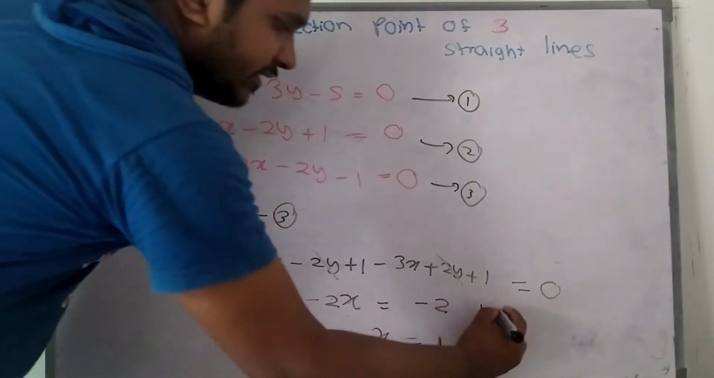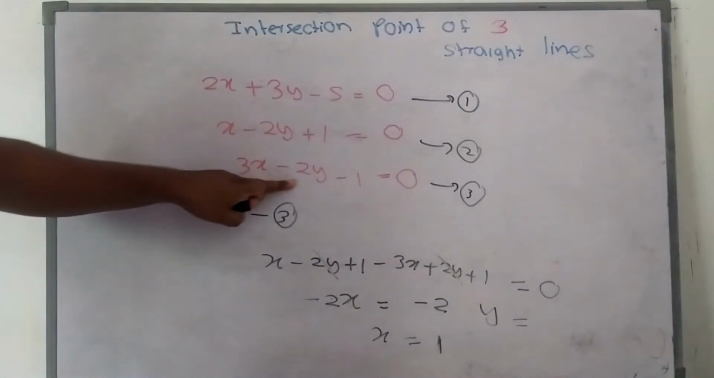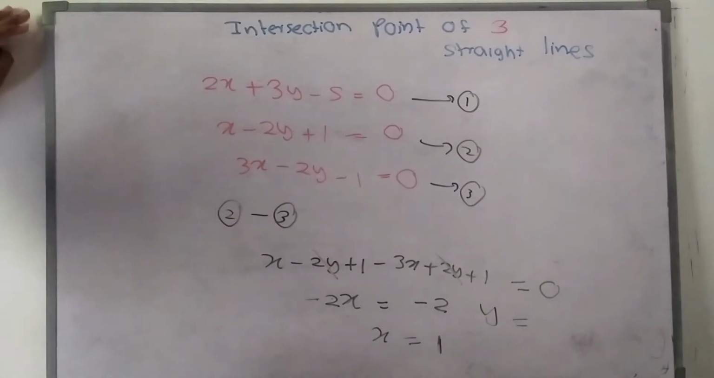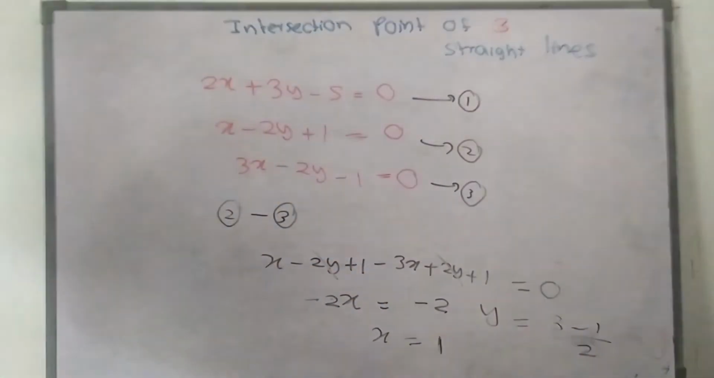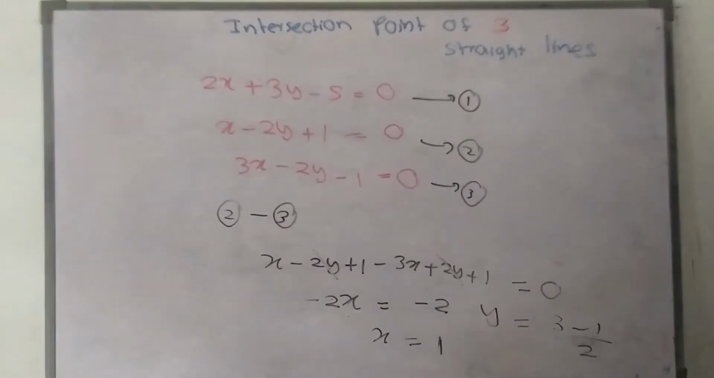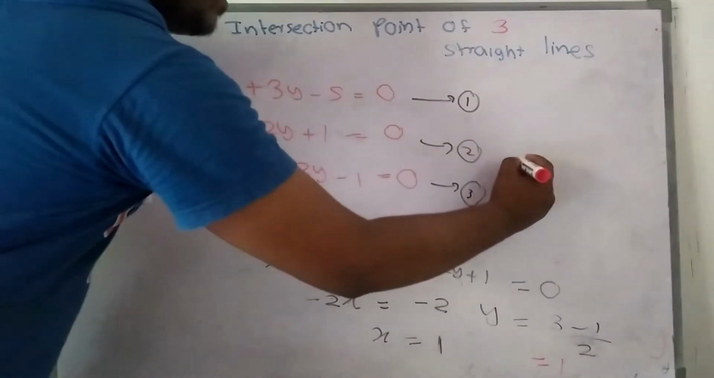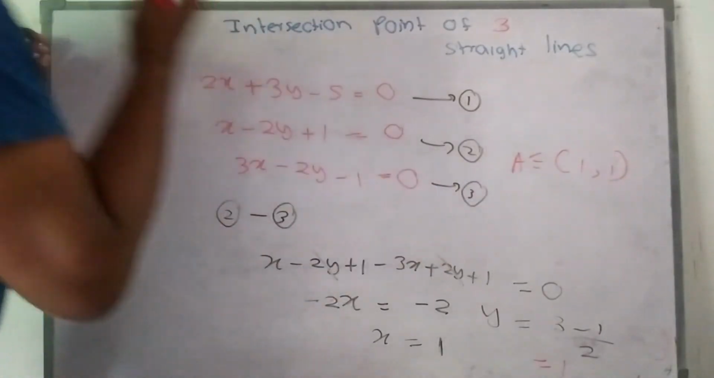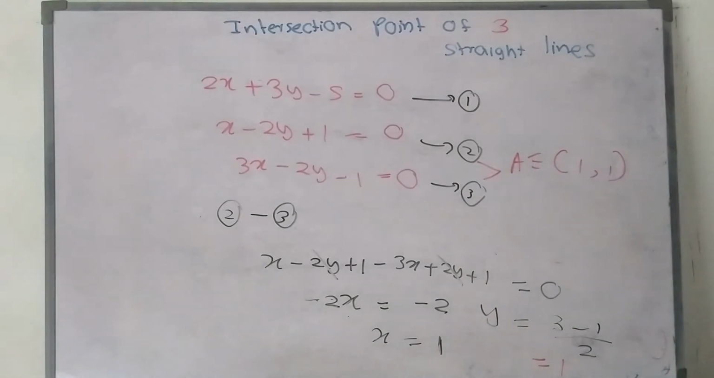So once x equals 1, what will y be? y will be 3 minus 1 over 2, which means y is 1. So the intersection point is 1 and 1. I used these two equations to find the intersection point.